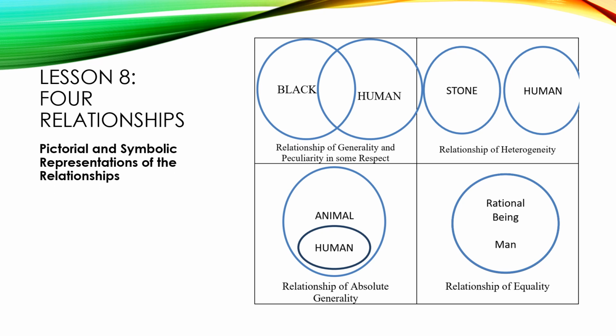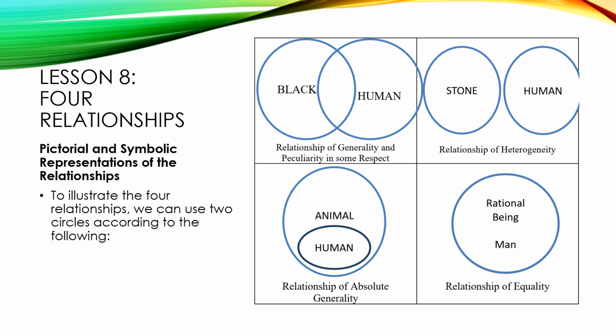So here is the pictorial representation of the relationships. To illustrate the four relationships, we can use two circles according to the following. As we can see above on the right side, meaning the right quadrant, we can see the relationship of heterogeneity. For example, stone and human. Wherein when we say stone, definitely it is not human, and when we say human, definitely it is not stone.